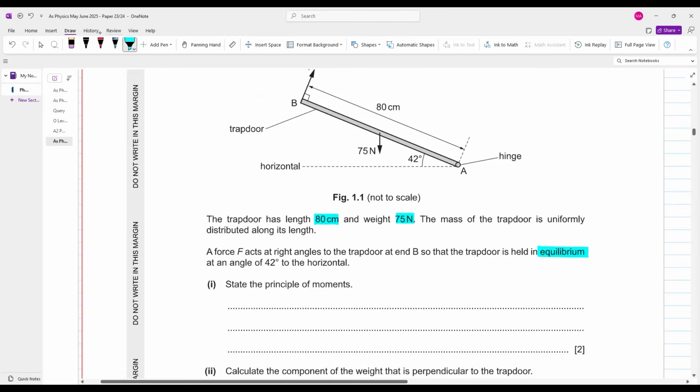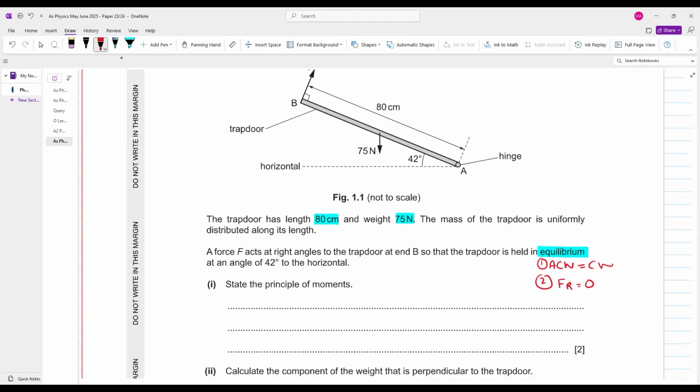in equilibrium. If the trapdoor is held in equilibrium, what does this mean? This means basically two things. Anti-clockwise moment is equal to clockwise moment, and resultant force will also be equal to 0. Perfect. At an angle of 42 degree to the horizontal.